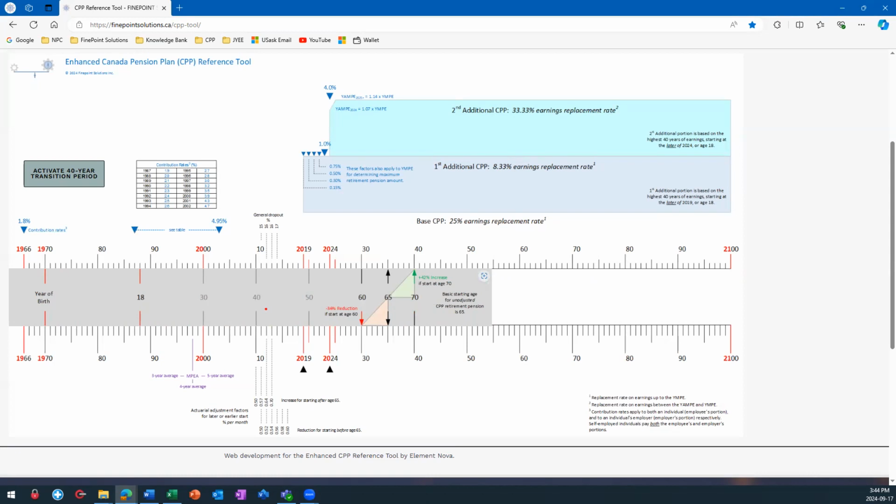Now you can use the reference tool to learn a whole bunch of information. Someone born in 1970 turned age 18 in 1988. The contribution rate for the base CPP was 2% in 1988. To see this, you'll have to go into the contribution rate table here. This person was 33 years old when the base CPP contribution rate became the current level of 4.95%.